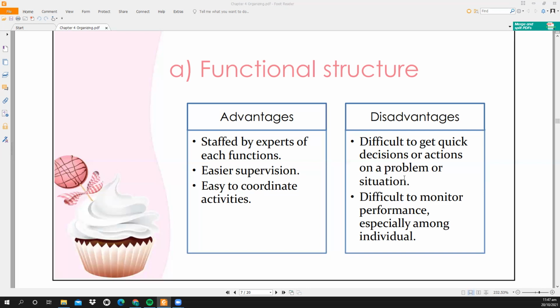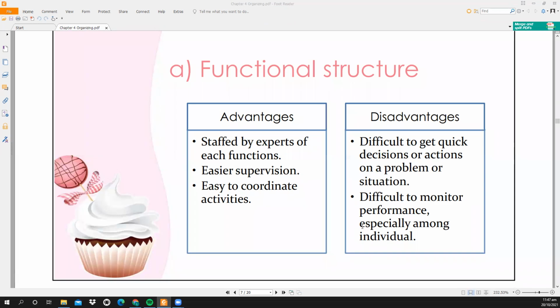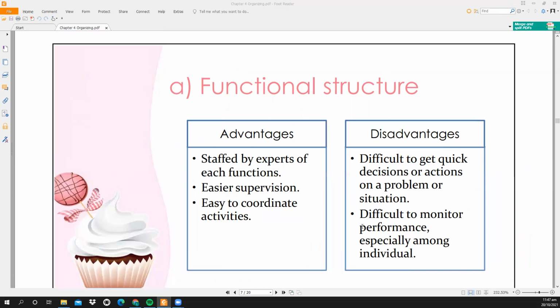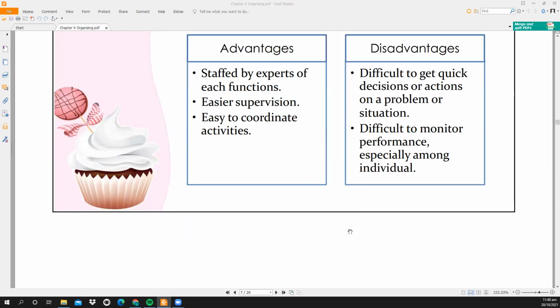Okay, and then, kaya mahirap din mag-decide kasi they need to wait for the availability of such department, or meron pa silang time na hinihintay para makapag-usap-usap lahat-lahat. Okay, and then yun nga daw, iba-iba kasi sila ng activity ng ginagawa, so hindi sila agad-agad nakaka-decide. Difficult to monitor performance, especially among individuals. Ayan, kasi ito, yung pag-monitor ng performance, depende yan sa manager, no, kung paano niya i-monitor yung performance.